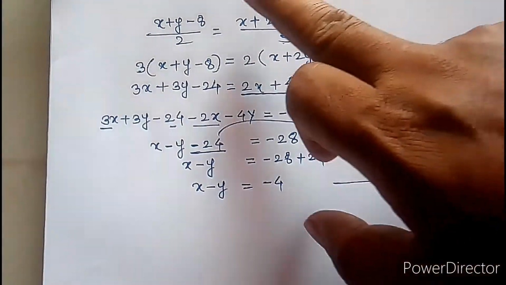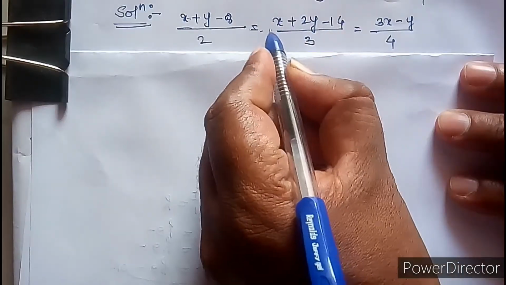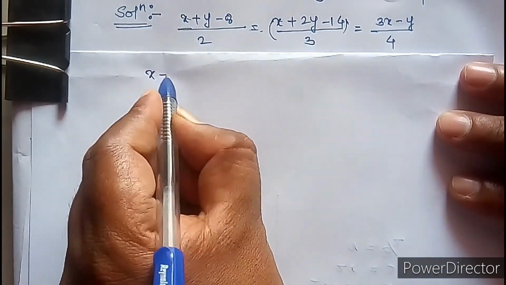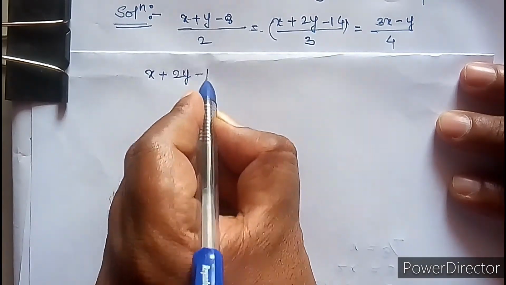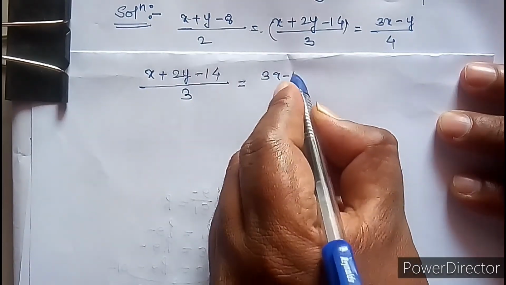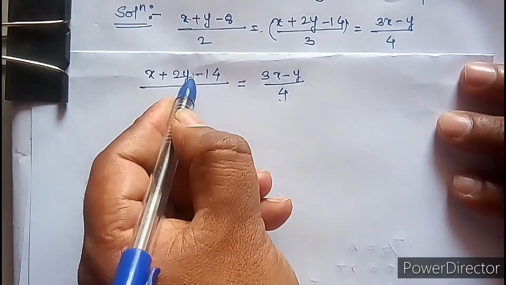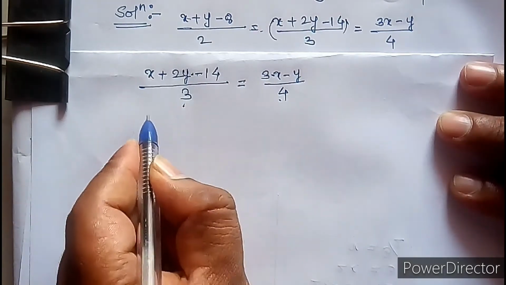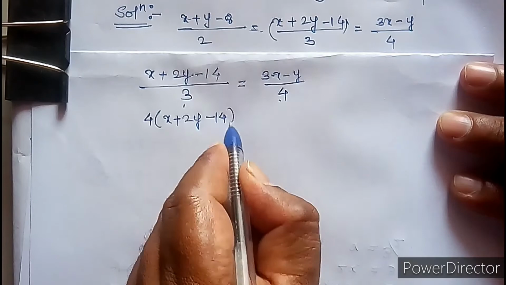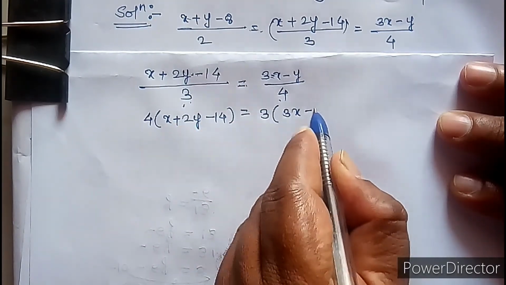We get this equation on solving these first two equations. Now equate this second fraction with this. Here it will be (x plus 2y minus 14) by 3 equals to (3x minus y) by 4. Now cross multiply this. 4 will be multiplied with this and 3 will be multiplied with this. Now it will be 4 into (x plus 2y minus 14) equals to, now 3 will be multiplied with this, 3 into (3x minus y).